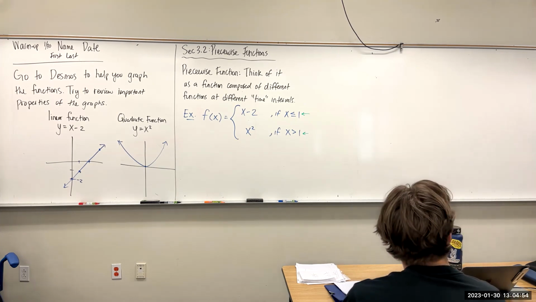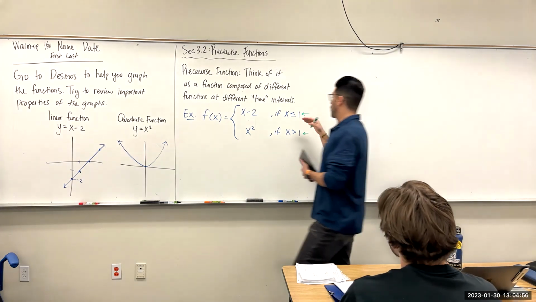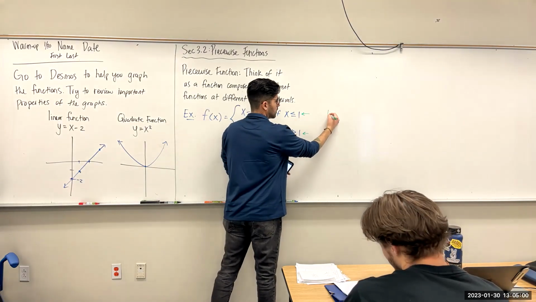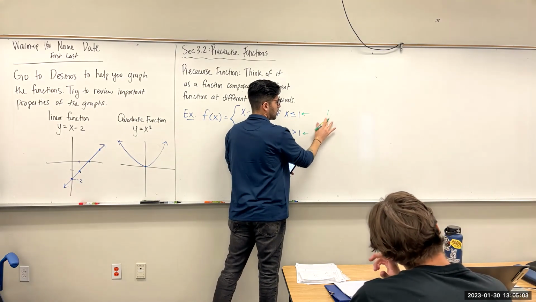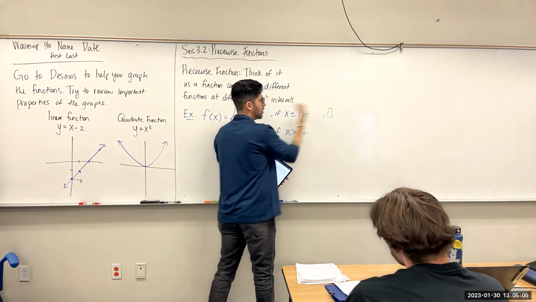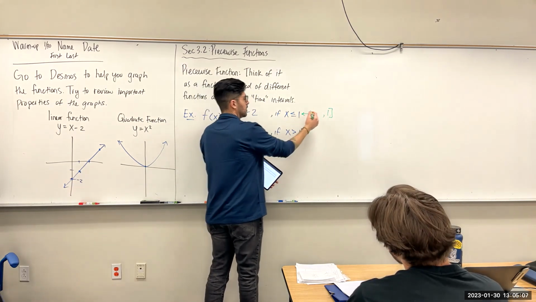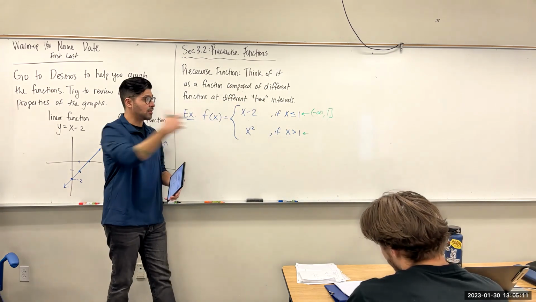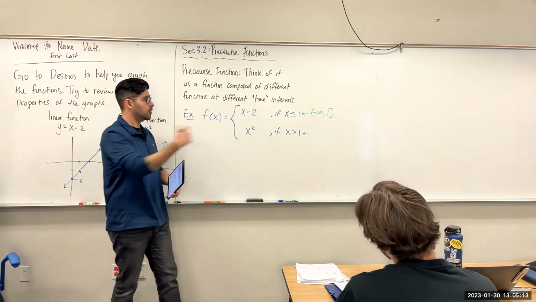Looking good. All right. What's the biggest x value that you can get to? 1. Can you include it? Yes. What's the smallest x value? That's right. There is no smallest, so you put negative infinity. So that's that interval. We're considering that interval in a domain here.